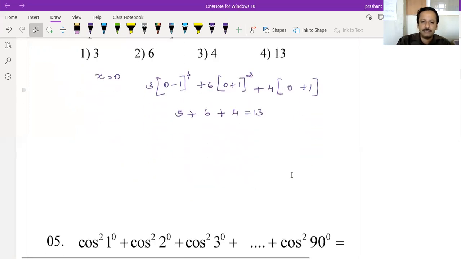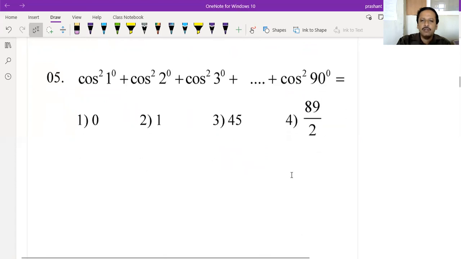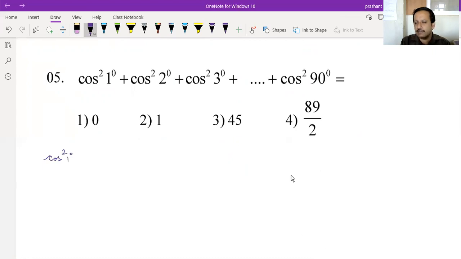Okay. Then question number 5. Cos square 1 degree plus cos square 2 degree plus cos square 3 degree, etc., till cos square 90 degree. Now in this case, the last term is cos square 90 degree, which is equal to 0. You know, cos 90 is 0. So cos square 90 degree is also 0. So then let me write the remaining terms.